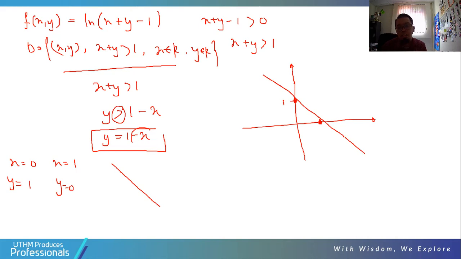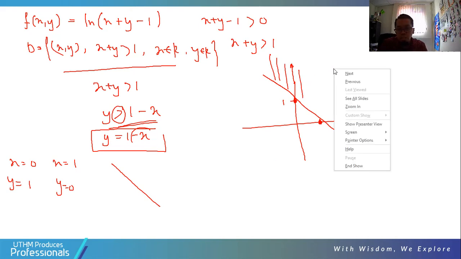Okay, so the domain said the y must be larger than 1 minus x. Besar maksudnya kat atas lah. So the domain adalah dalam kawasan here.